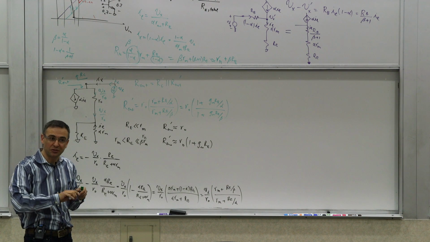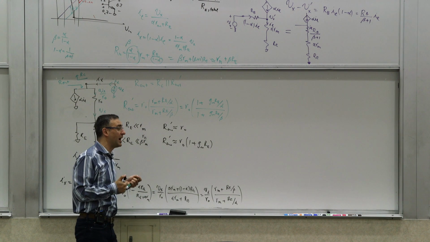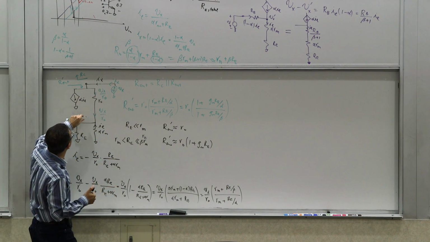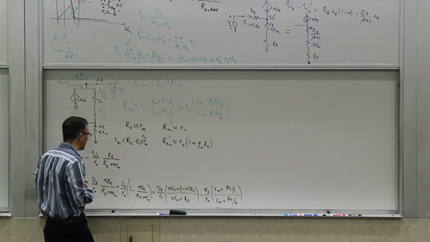The output resistance is increasing by a factor that's determined by Re and Gm. So now, as you increase your Re, as you're increasing your emitter resistance, your output resistance is increasing. And this is important, we'll see why.